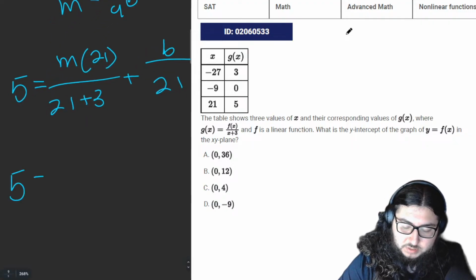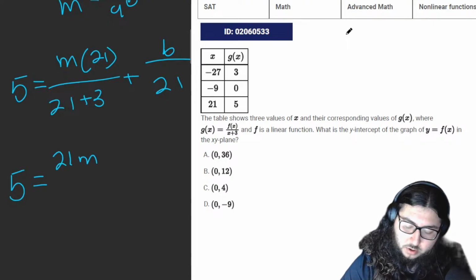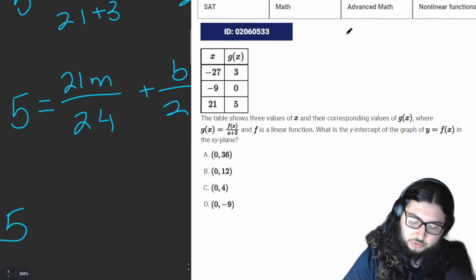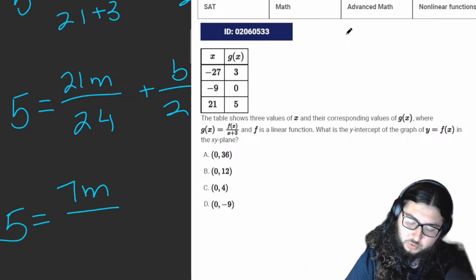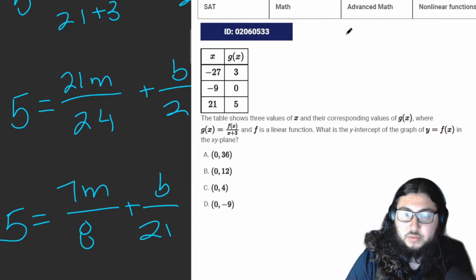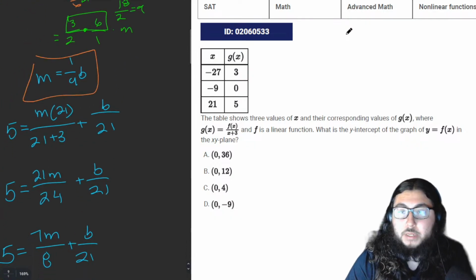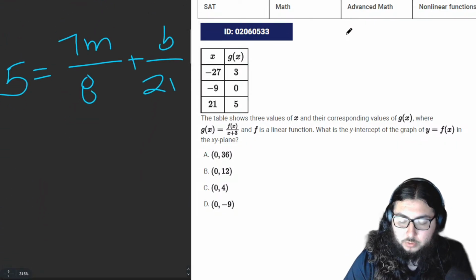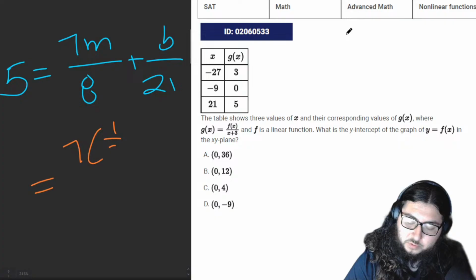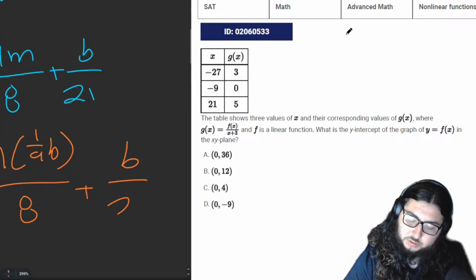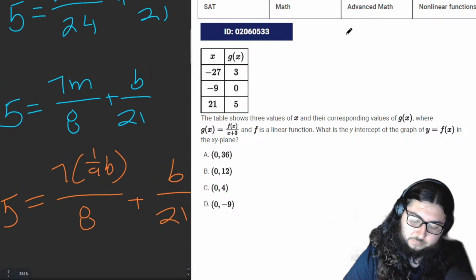So 5 is, let's simplify this first, 21m over 24 plus b over 21. This simplifies to, if we divide the numerator and the denominator by 3, 7m over 8 plus b over 21. So then I'm going to replace our value for m right here, 1 over 9b. I'm going to replace that value here. So 7 times 1 over 9b divided by 8 plus b over 21. All this is equal to 5.